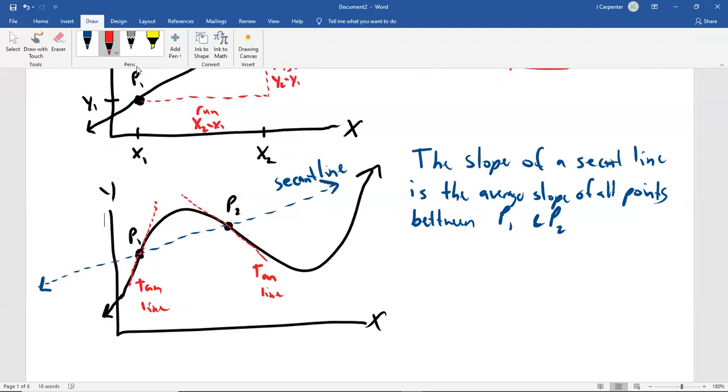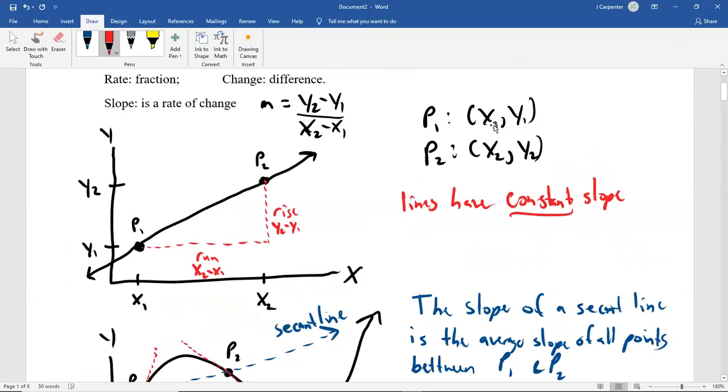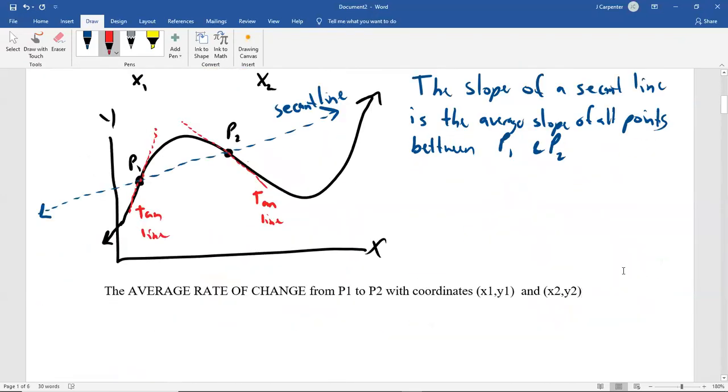So the slope of a secant line, this is what we call our average rate of change. So the average rate of change from P1 to P2, with coordinates x1 comma y1, it's going to take me too long to use subnotation, and x2 comma y2, but you all should know that it has the little subnotation like up here. It should look just like those. So the average rate of change from P1 to P2 is literally the definition of slope. It's y2 minus y1 over x2 minus x1.